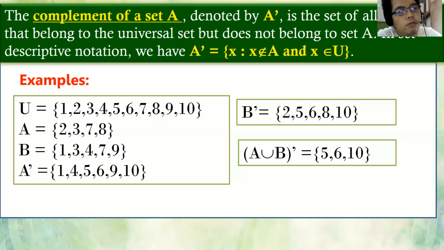What are those elements in B that are not in A? We have 1, 4, and 9. So if we take B minus A, that is 1, 4, and 9. The rest, for the Cartesian product and so on, I will discuss in our next video.